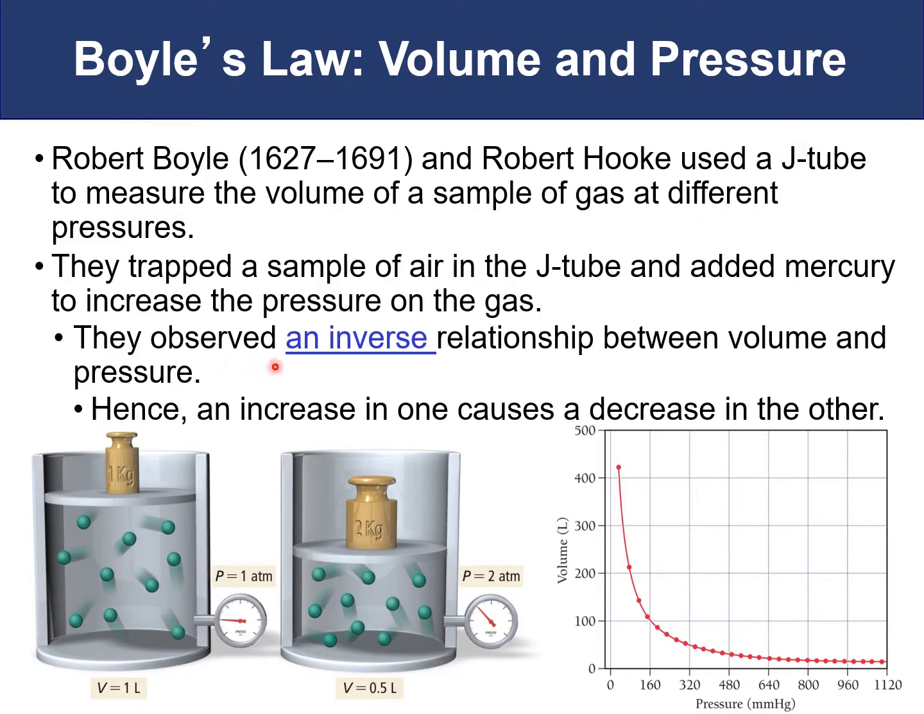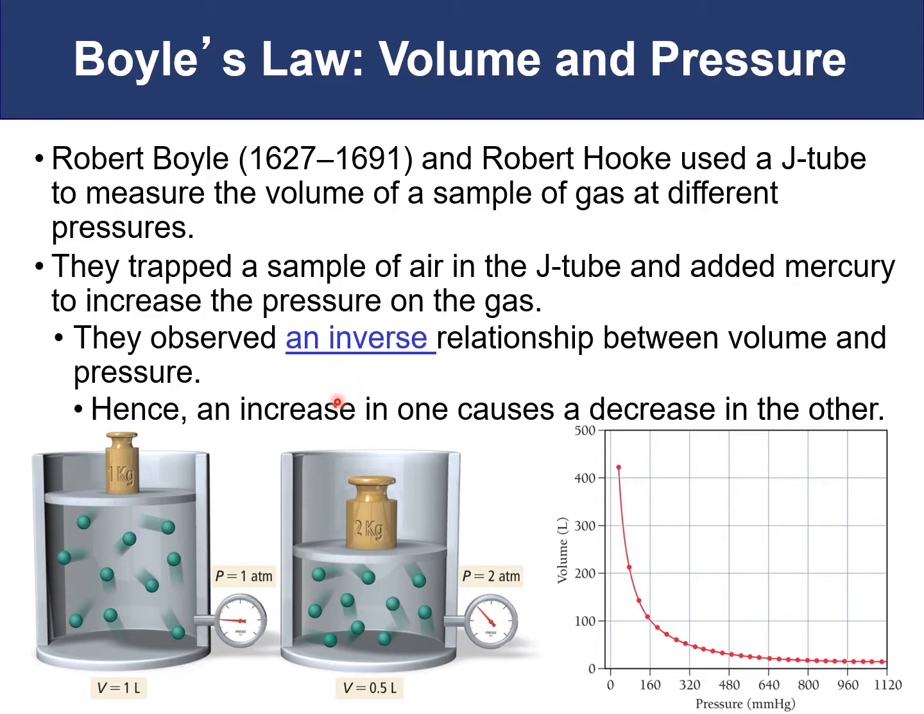Now, what they observed was that there was an inverse relationship between the volume that the gas occupied in the small end of the J and the pressure, or the amount of mercury that they were pouring in. What this means is that as one increases, the other one decreases. So as you increase the pressure, you decrease the volume. If you increase the volume, you decrease the pressure.